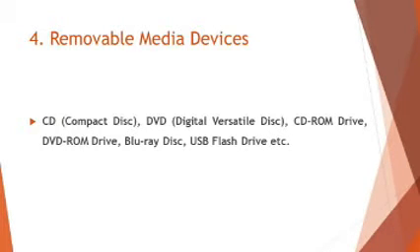So the removable media devices, we can divide into different categories, which include the CDs, then the DVD, then the Blu-ray disc, then the floppy disk, also the HD DVD. HD DVD and floppy disk are outdated disk formats. Then the USB flash drive, and also the tape drive. So these are the most commonly used removable media devices in a computer.